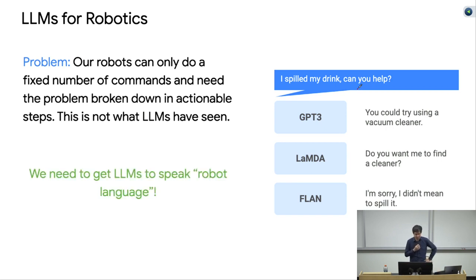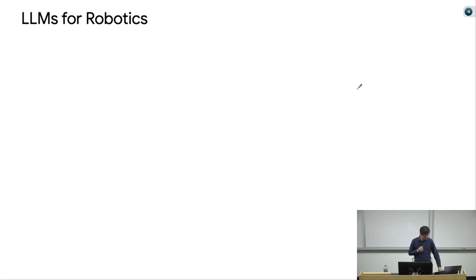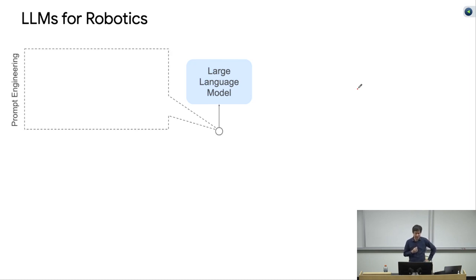In other words, we need to ground these language models based on robots' capabilities, or we need these language models to speak robot language. How can we do that? If you have played with large language models, you know that one way is called prompt engineering or in-context learning.